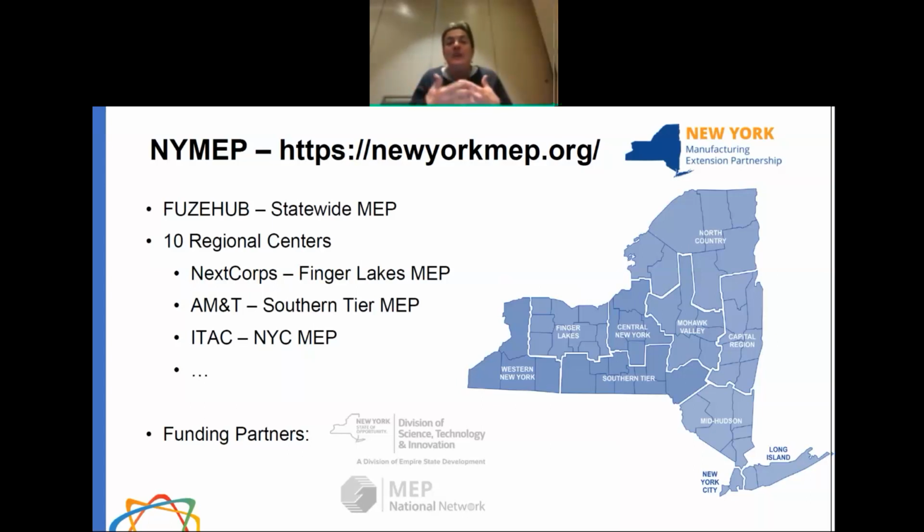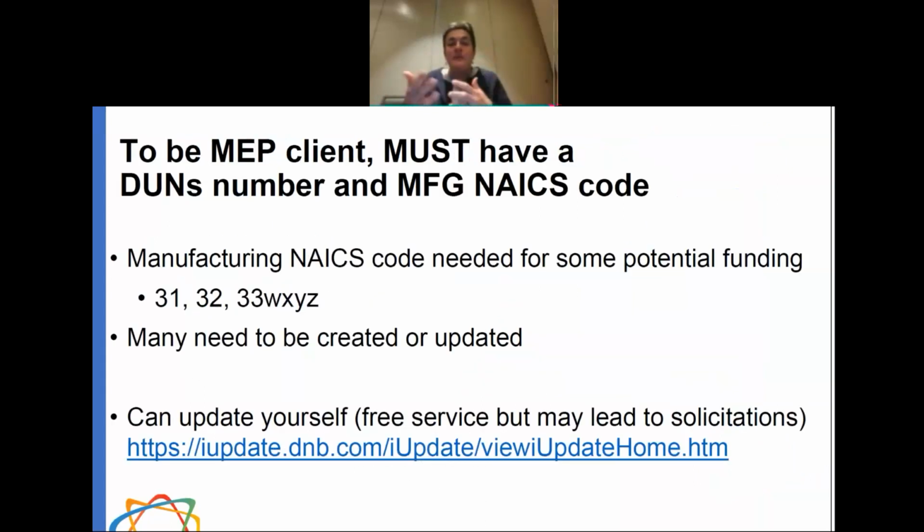And so the one thing, the next slide, the one disagreement I have with Teresa is the easiest funding to get is sometimes our programs, because all we need is a manufacturing NAICS code and a DUNS number. And so you've already heard earlier about the DUNS number. The manufacturing NAICS codes are the 31, 32, 33. So it's a 6-digit code that talks about what you're manufacturing. And that's what we need to qualify you to work within the MEP system.